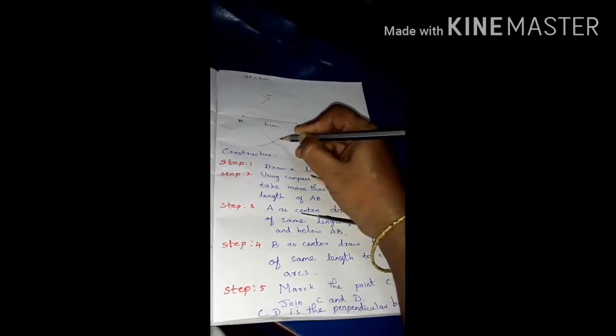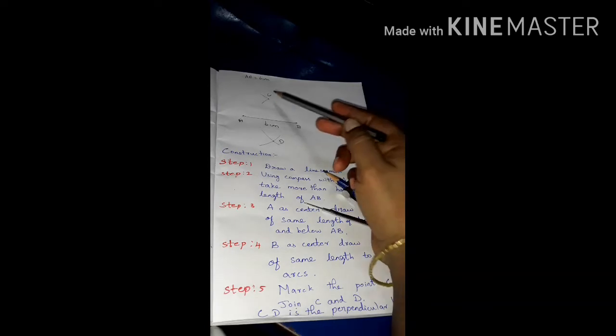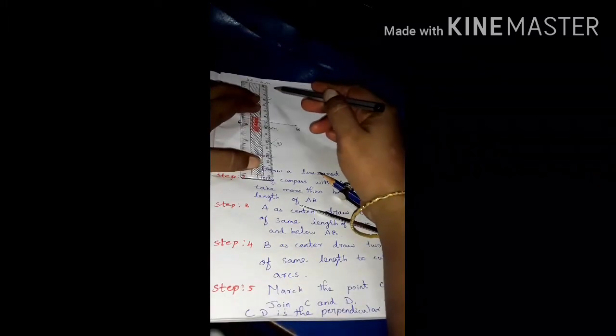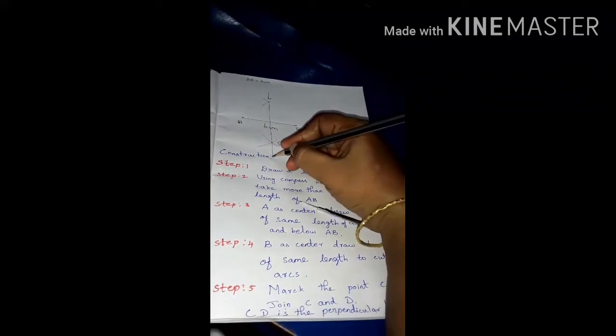Intersecting, this is C, this is D. So two arcs are intersecting, and we mark the intersecting points as C and D. Now join C and D.